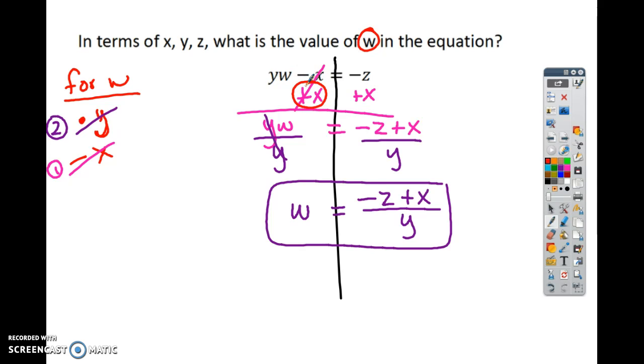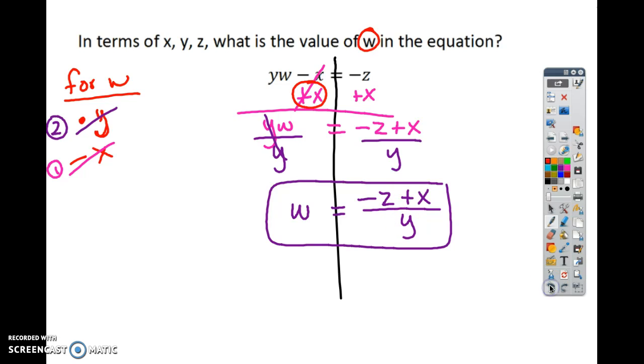Okay, so if you look at the answer, it has a negative z, right? So when you look at your answers, you have to look for a z that is negative. Don't change the sign. Then look at the x. That's a positive x. So make sure when you look at the answers that you're looking for a positive x. You also need to make sure that your answer has y at the bottom, not at the top.